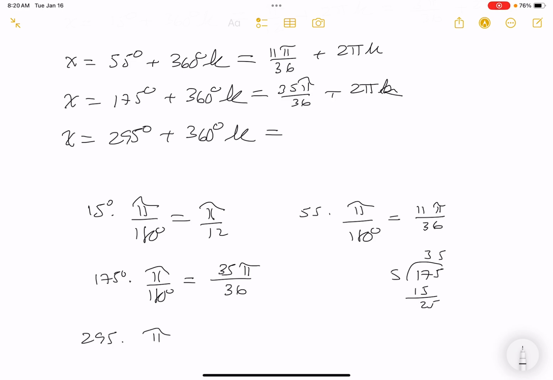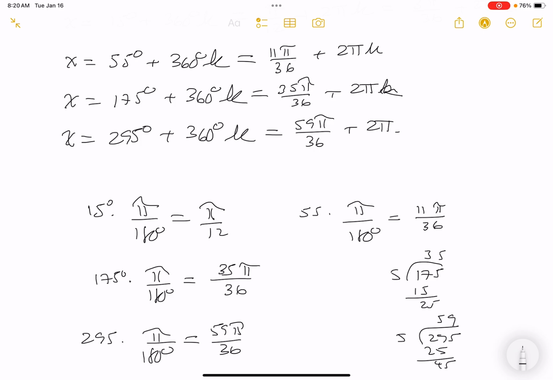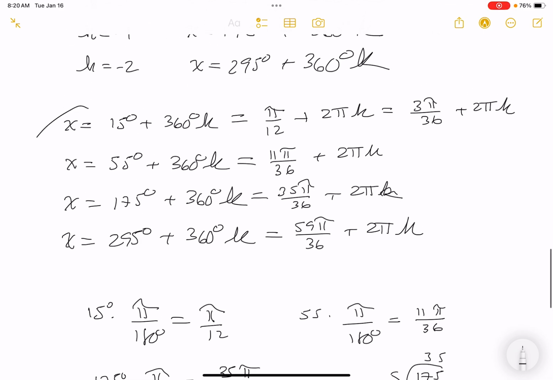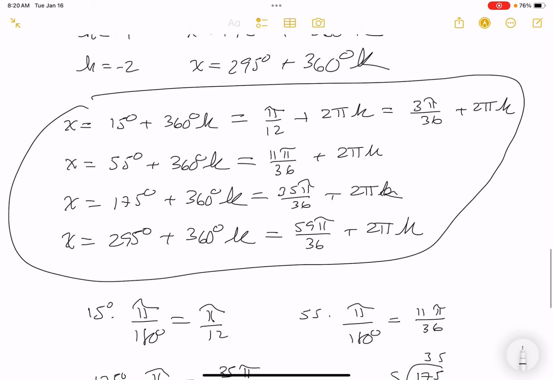Let's do the last one. 295 times pi over 180 equals, I'm going to divide by 5 again. So 5 goes into 295. Let's see, 5, that's 25, and then 45 and 9. So 59 pi over 36. Write that down for you. 59 pi over 36 plus 2 pi k. I think we did okay. This is the final answer, by the way.